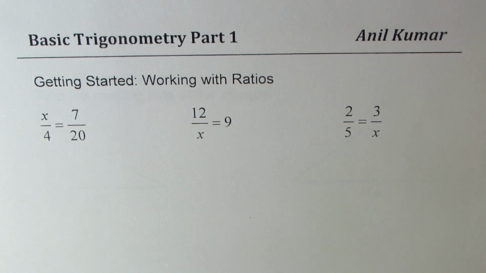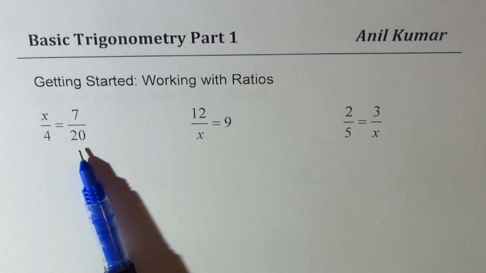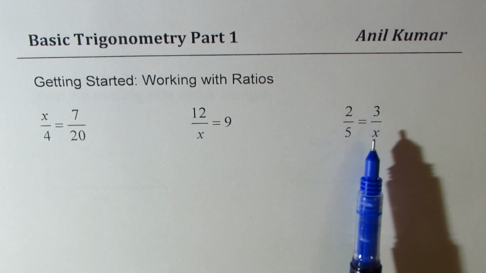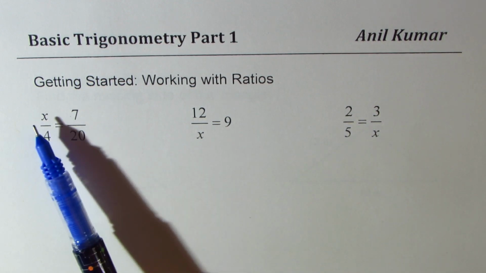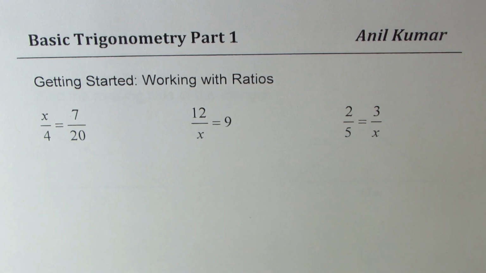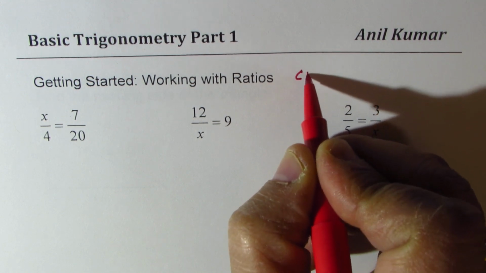Getting started with ratios. I've taken up very simple equations: x over 4 equals 7 over 20, 12 over x equals 9, 2 over 5 equals 3 over x. Now x has different positions. You should know how to solve it. Cross multiply is the strategy, right? So the strategy is to cross multiply.